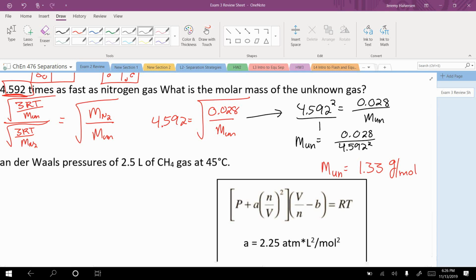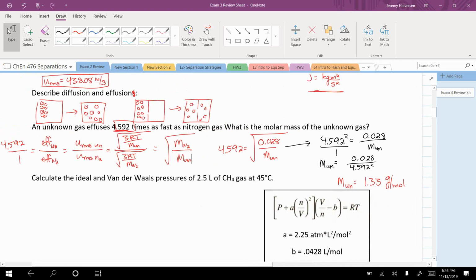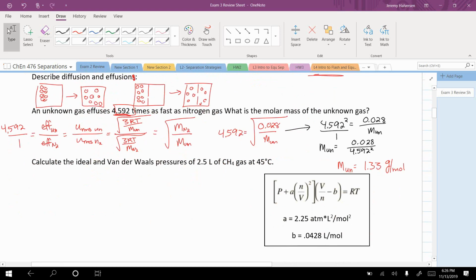Yeah, so my calculator spit out 0.00132, and I just changed it to grams. And right here, I could have put that in grams, and my calculator would have spat out grams, because it's just a ratio, so you can use anything. But if you're using the 3RT over M, you have to use kilograms. Okay, we all right?